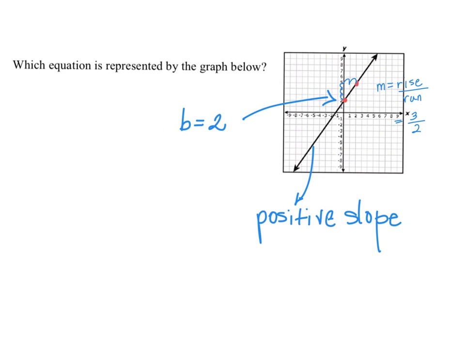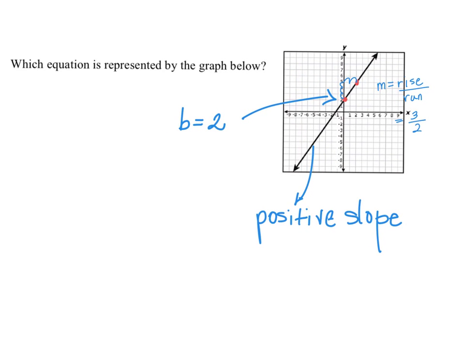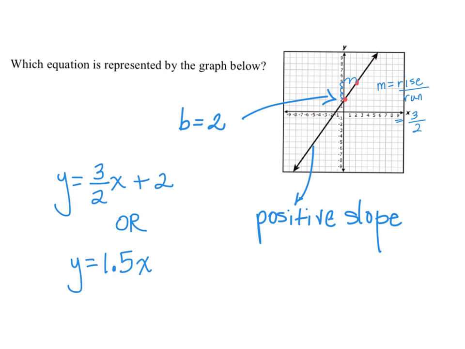We can leave m expressed as 3/2 and write our equation as y is equal to 3/2 times x plus 2. Or we can change 3/2 to decimal and write y is equal to 1.5x plus 2. That is your equation for this graph. Now you try question number 4 on your homework assignment.